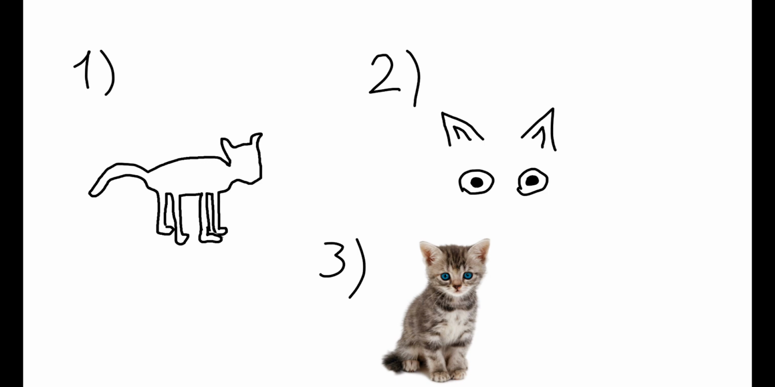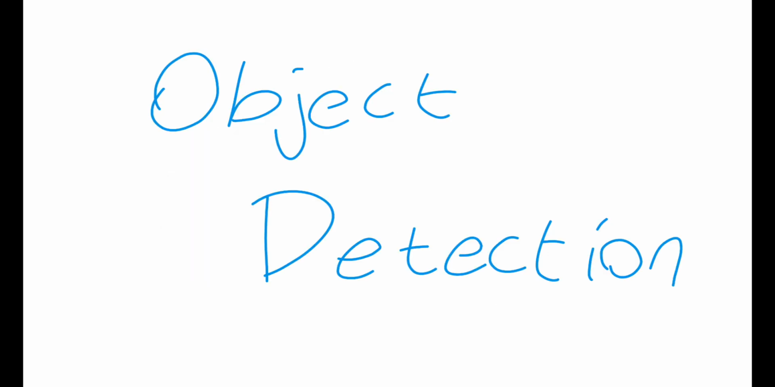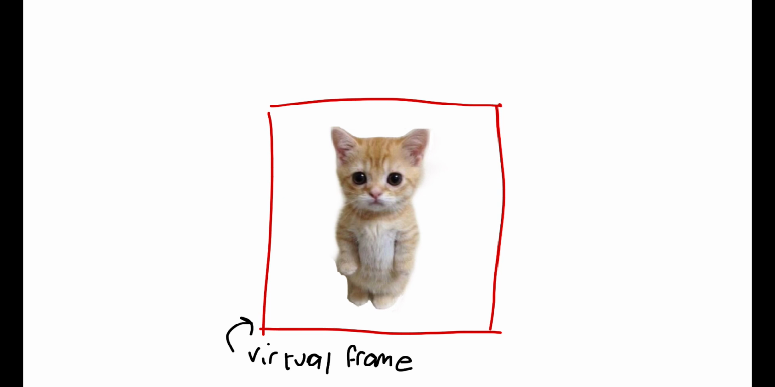Actually, the algorithm thinks step by step, just like a human brain, to reach a conclusion. Now, the algorithm knows what the cat is, but how does it know where the cat is? The algorithm knows that by object detection. It scans all the pixels in the image to find the cat's location. Then it draws a virtual frame around the cat. Now, the computer knows both what the cat is and where it is.